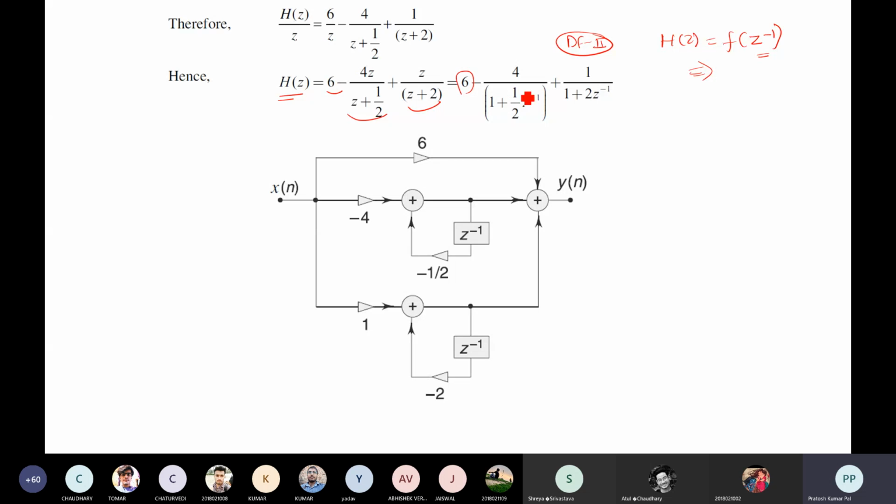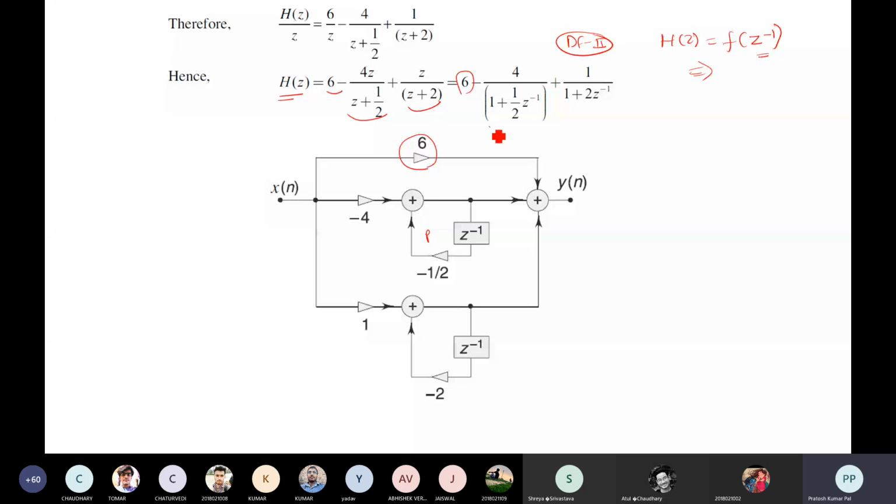Okay, so this type of function should be there. So we will be making this type of function, and then we will be realizing it by the direct form 2 structure that we have already seen in the previous class. So 6 will be here, that will be a constant term. The second term here, 4, is a constant, so a multiplication by 4 will be here. And this other term is on the denominator side, poles are there, so one delay element will be required.